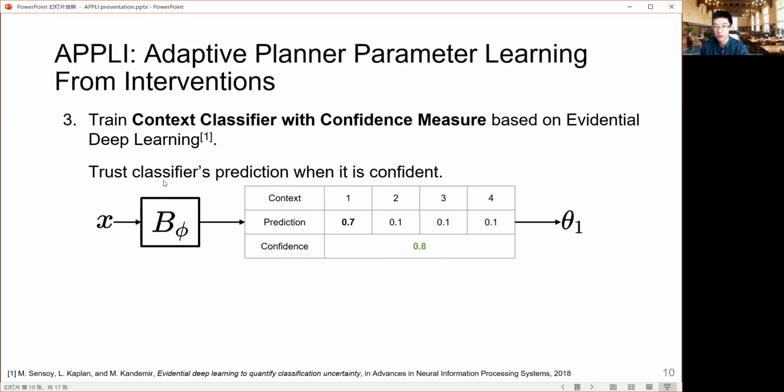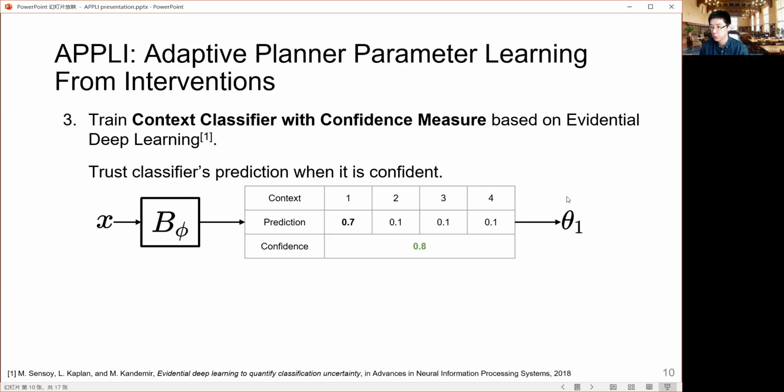So let's look how it works. Whenever we decide the current scenarios from the sensor data, we will not only predict the probability for each context we have collected, but we will also have a confidence measure. When this confidence measure is very high, we are pretty confident and we can trust our prediction. In that case, we will just choose the context that has highest prediction probability, context 1 in this case.